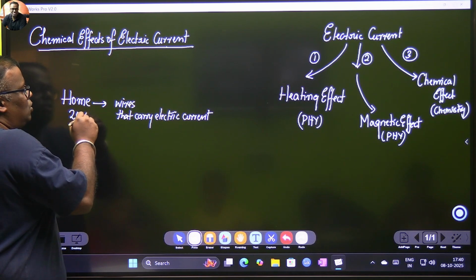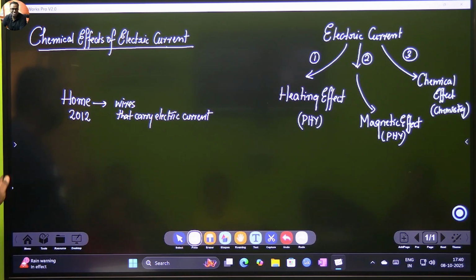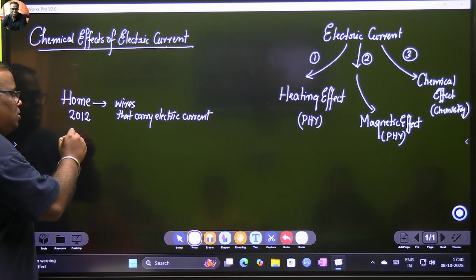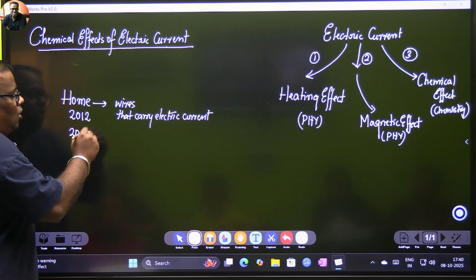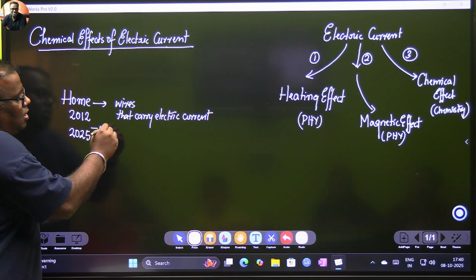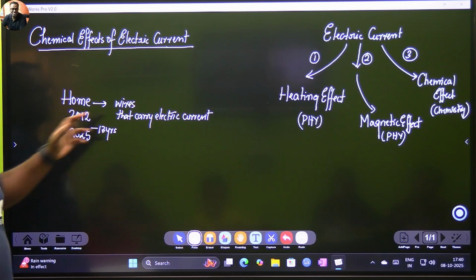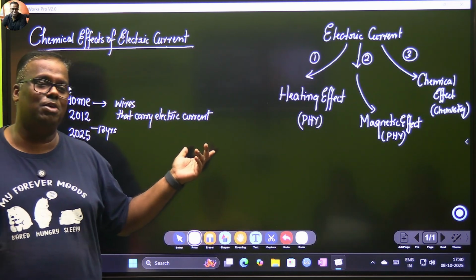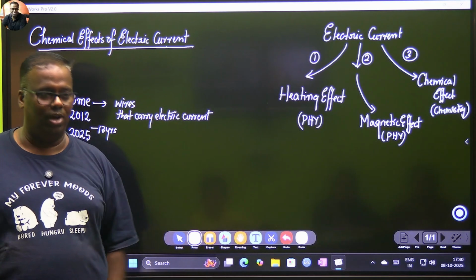We stepped into the home that I'm staying in sometime in 2012. And what is the year today? 2025. So how much time has elapsed? Around 13 years. Now tell me, was electricity coming into my house in 2012? Yes. Is electricity still coming into my house? Yes. And it's coming through these wires, right?